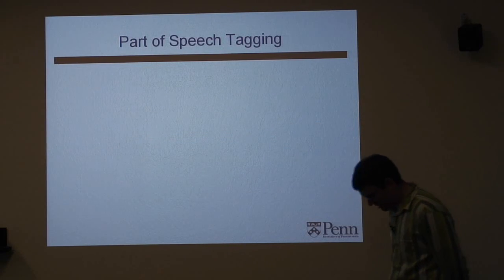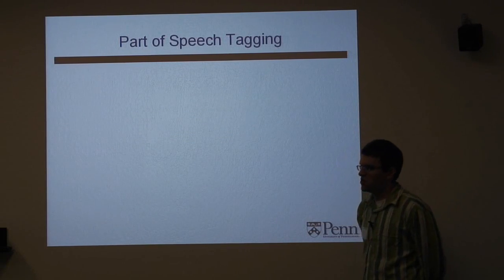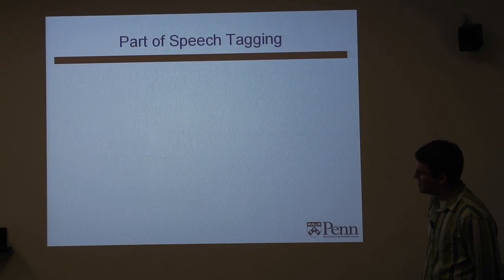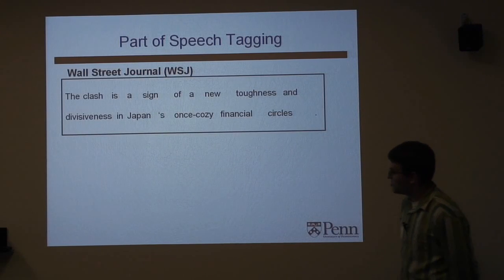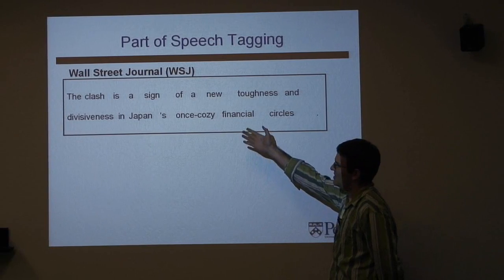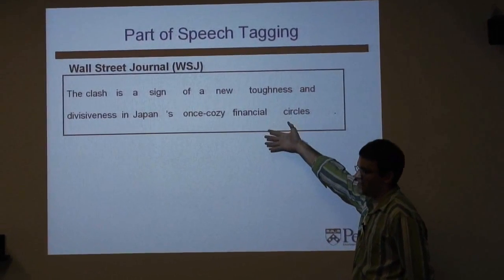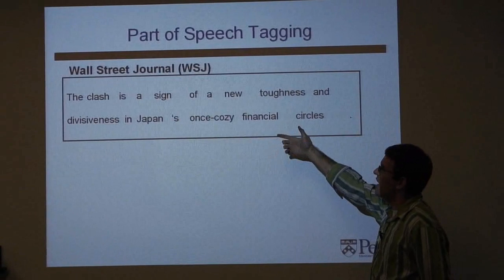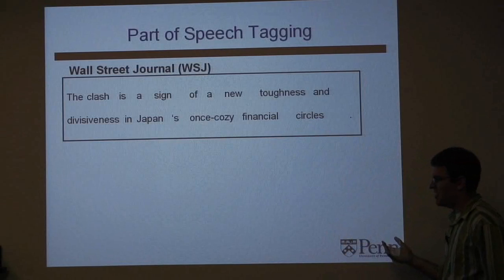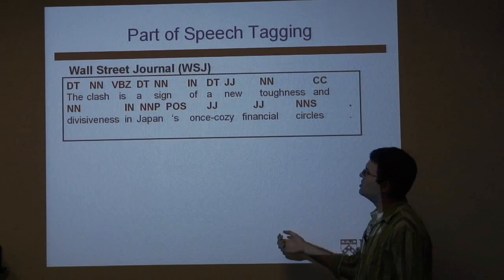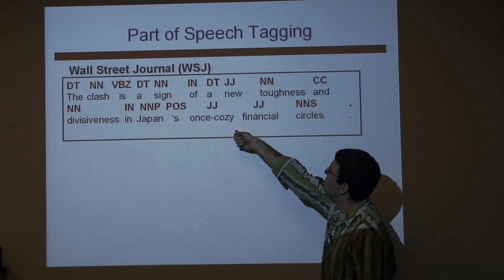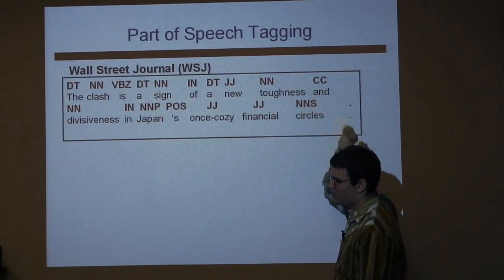The other task that I'm going to address is a more traditional, canonical NLP task. This is part of speech tagging. So we're going to get some training data from the Wall Street Journal. And let me read to you guys this sentence. This is a large corpus of annotated financial news. The clash is a sign of a new toughness and divisiveness in Japan's once cozy financial circles. And the task here for part of speech tagging is to take each word and annotate it with its grammatical function. So to say something like once cozy is an adjective, toughness is a noun, and so on.